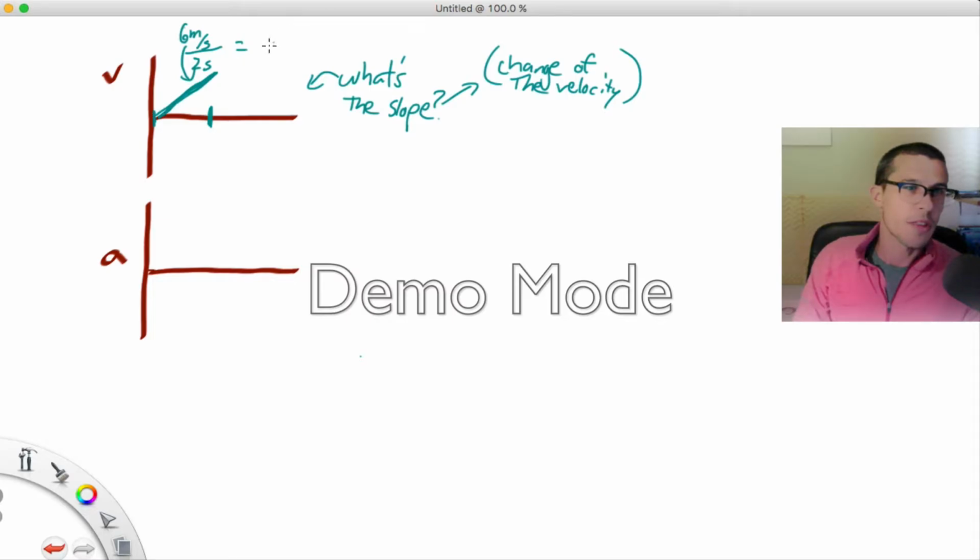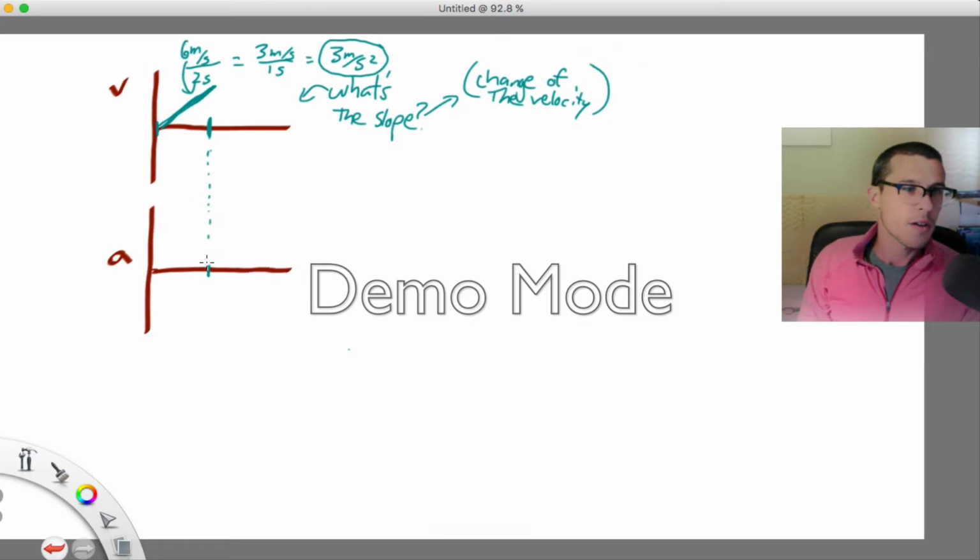So the slope for this line would then be 3 meters per second over 1 second, which equals 3 meters per second squared. And look at this, this is an acceleration. Those are the units for acceleration. So over here, we look at this same exact time point, you come back down over here, that same exact time point, and you say, okay, between this time point and that time point, this thing is accelerating at 3 meters per second squared. That's what the value of that slope is. I don't have the numbers here, but this is going to be a horizontal line, and that line is going to be at 3 meters per second squared.